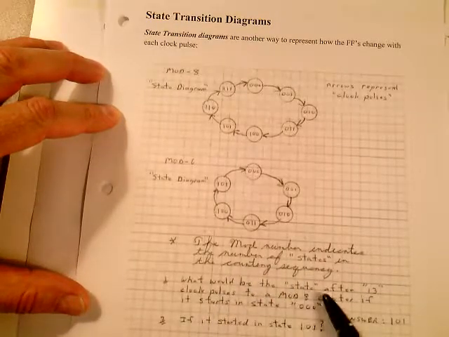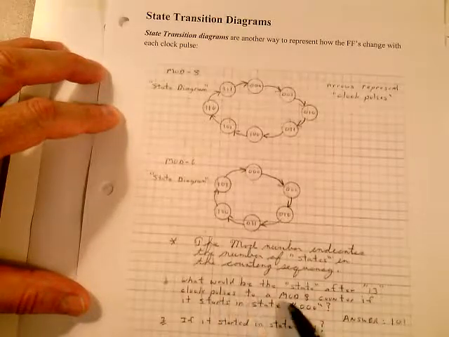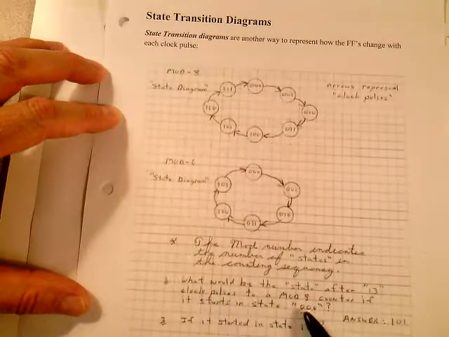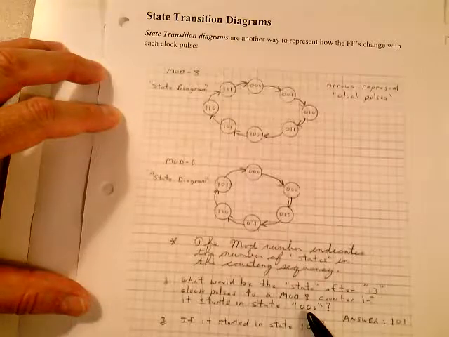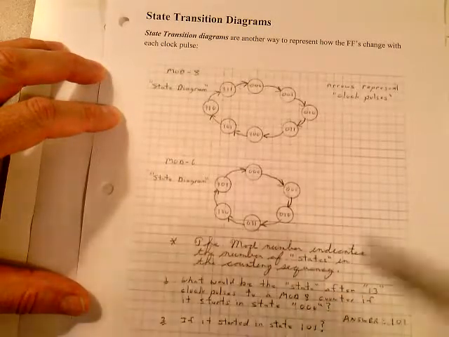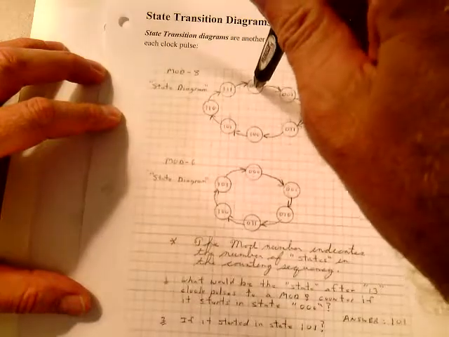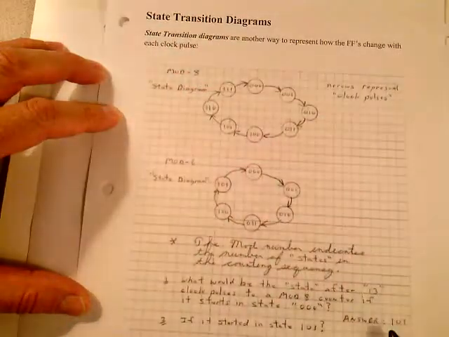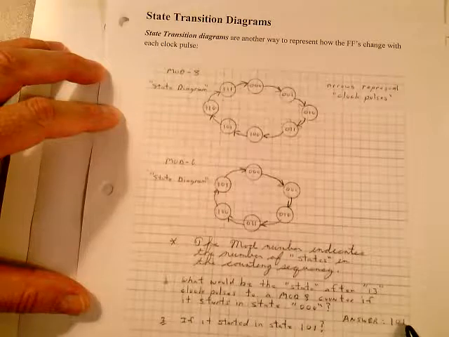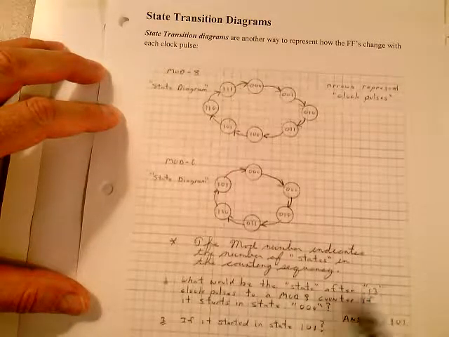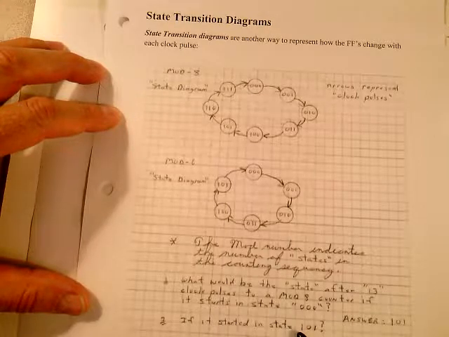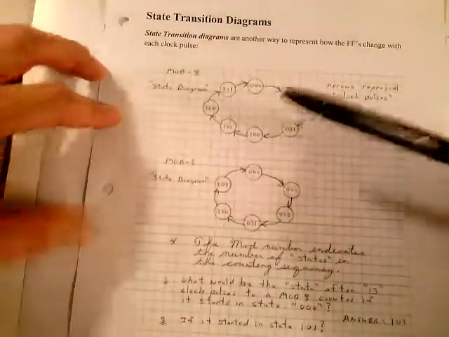What would be the state after 13 clock pulses to a mod 8 counter if it started in state 0, 0, 0? Just go up to this mod 8 counter, start here, and count 13 clocks and see if you get a 5, 1, 0, 1. What if it started in state 5 and you got 13 clocks? What would it end up in? It would end up in state 2, 0, 1, 0. That's why state transition diagrams are going to be extremely useful for you.